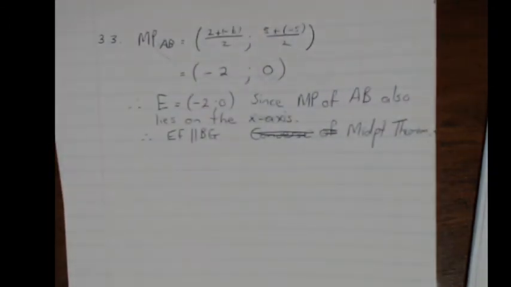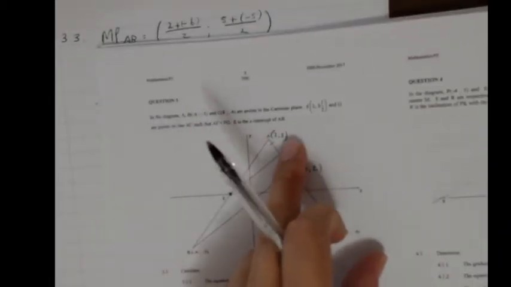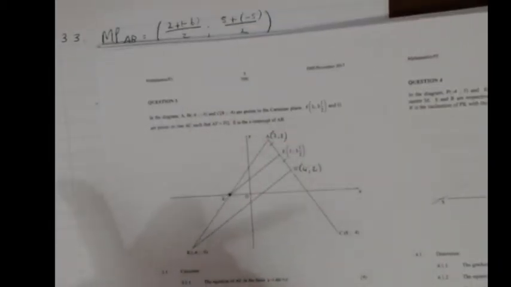The midpoint theorem says if a line connects the midpoints of two lines, it will be parallel to the third line and half the length. So this is the midpoint theorem.